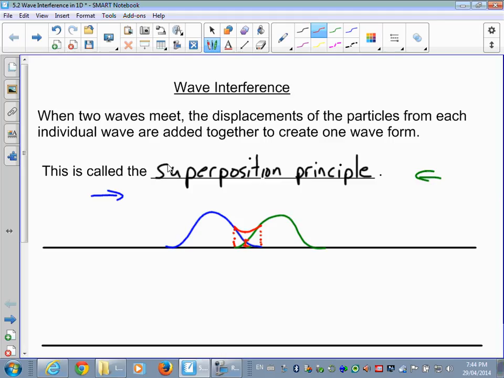So at this point in time when the waves are together, the blue wave will look the same way that it looks. The green wave will look the same way that it looks. But the part where they overlap would look kind of like the red wave. So what you would actually see is this.